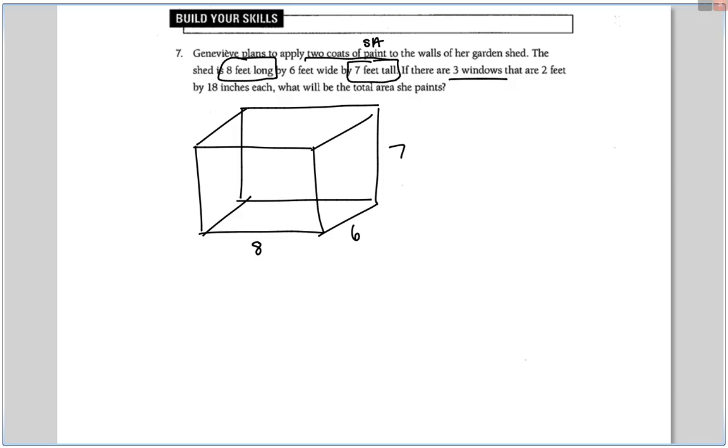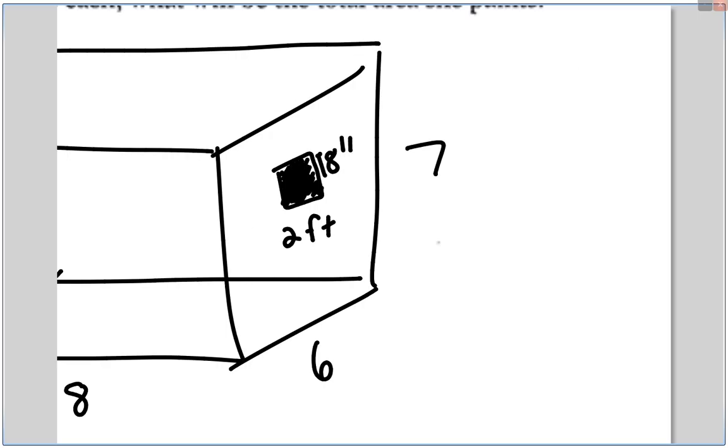So imagine there was a window here on the side, just like that. So I wouldn't paint the window. So you need to subtract that area out, basically. And they're 2 feet by 18 inches. Now, you notice right away, 2 feet and 18 inches, that's bothersome because they're different units. So I'm just going to convert this 18 inches right away.